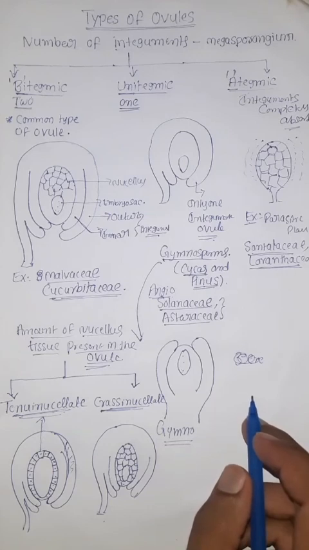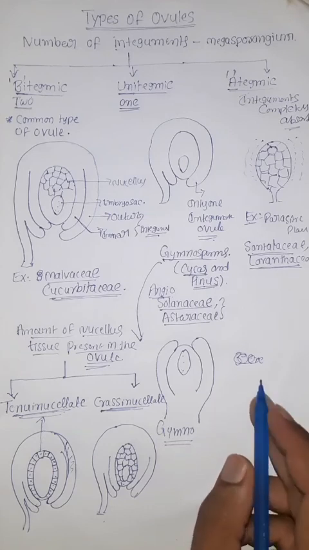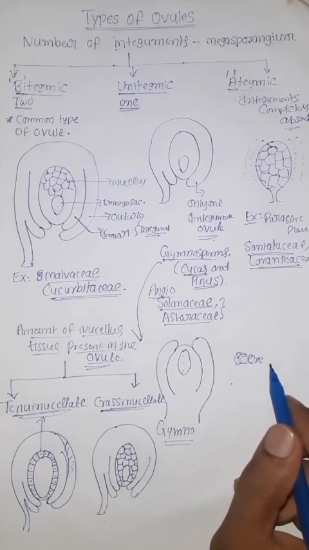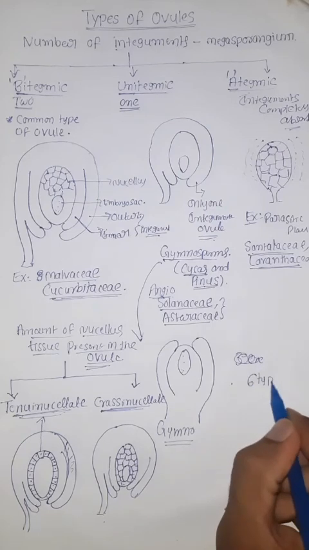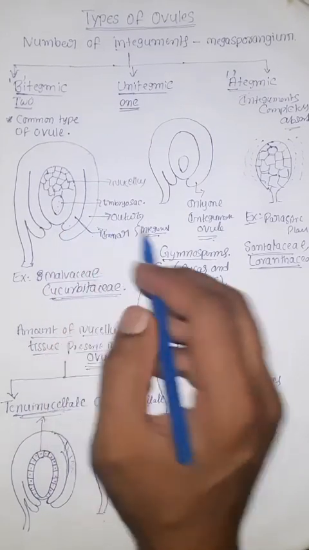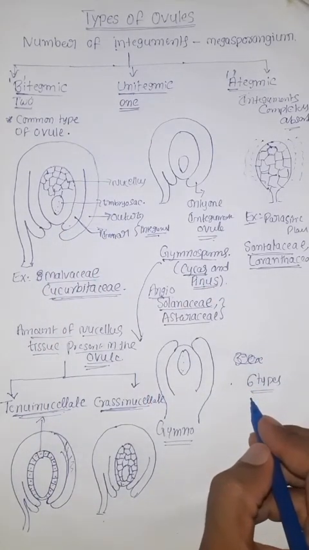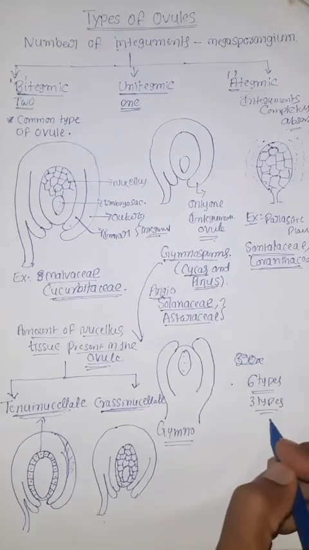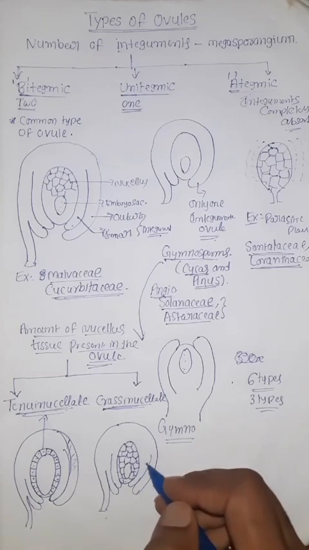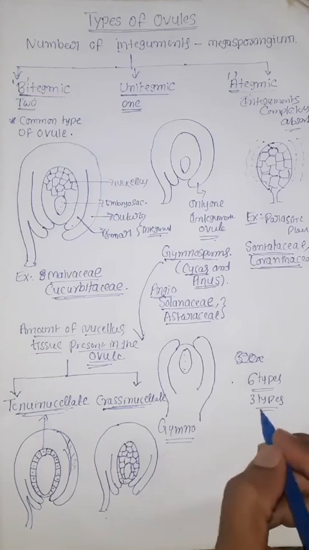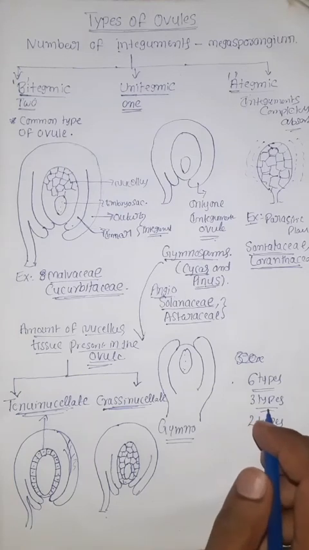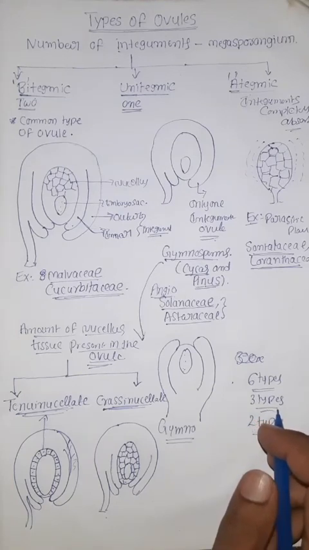This is all about ovule classification. In total we have three criteria to classify ovules. Number one is the position of funicle and micropyle. Based on that we have classified ovules into 6 types. The second criteria is based on the number of integuments. Based on this criteria we have 3 types. The third criteria is based on the amount of nucellus present in the ovules. Based on this criteria we have 2 types of ovules. These are all very important for your examination. Thank you.